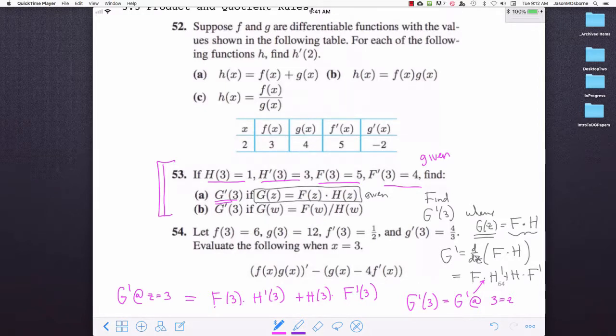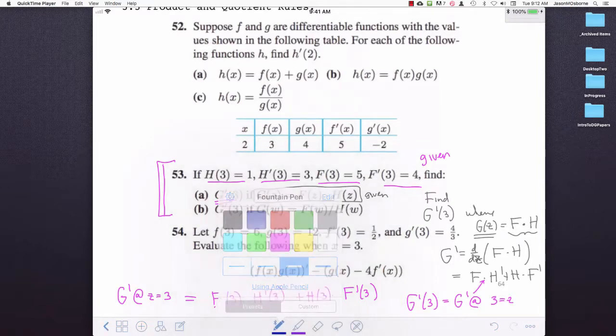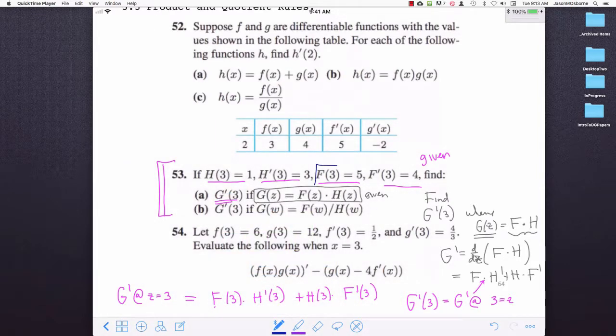But now we get to use what was given to us. You were given that f of 3 was 5. So you can fill that into 5. h prime of 3 was 3. So 5 times 3. Then we need to add on. h of 3 was given to you as 1. So this is the kind of problem where we don't know what these functions are, but we do know their values at specific points. So 15 plus 4, which will be 19. So g prime of 3 should equal 19.